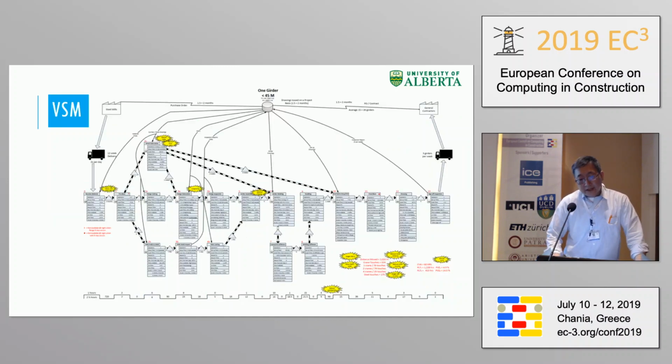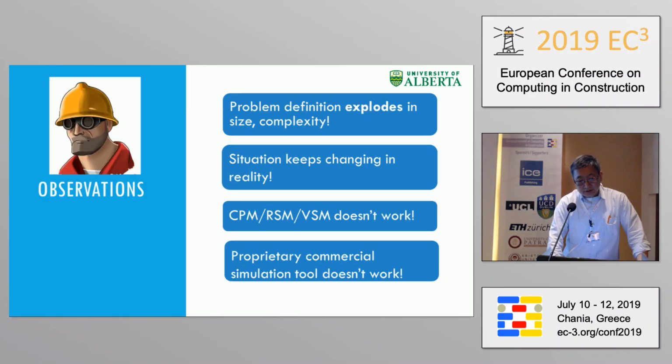Even though the company has invested in some lean technology, and this value stream mapping has been done for one girder, only one girder, I don't want you to see the detail. It's overwhelmingly complex, and still doesn't help in making better decisions.